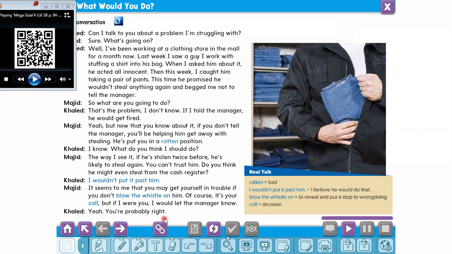Okay, my dear students, at first we have to look carefully at the real talk. It gives us some words or some phrases and wants us to know the meaning of them. So I want to know, what does it mean, the word rotten? What does it mean, the word rotten? Yes, Ahmed Yassin, go ahead, Ahmed.